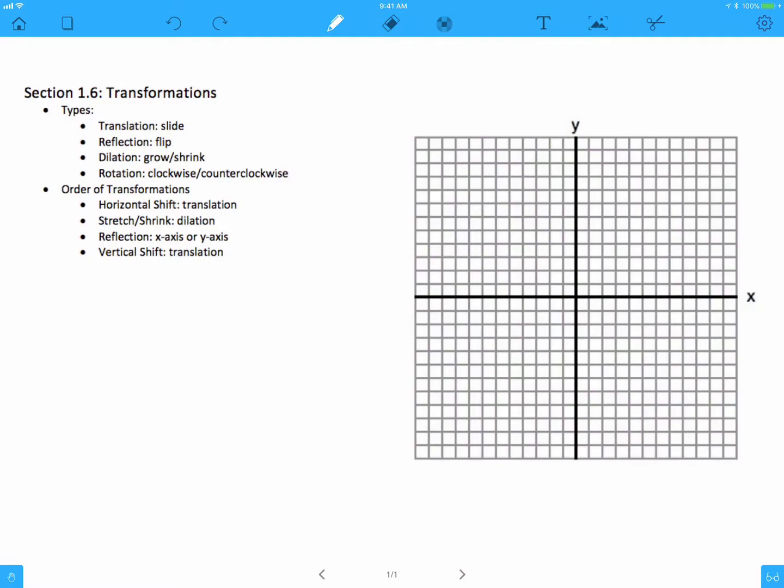I'm going to give you a graph here. Hopefully you have the graph paper that I provided you yesterday. If you don't, there's some over by the calculators by my marker board. If you want to grab some now, take your time, do that. But let's go through and talk about translations.